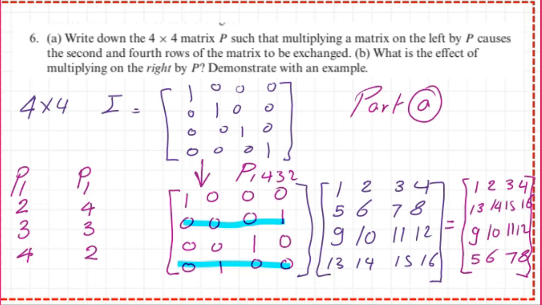Let us assume that we have another matrix on the right having the elements 1 2 3 4, 5 6 7 8, 9 10 11 12, 13 14 15 16. 1 0 0 0 will keep 1 2 3 4 as a row, while 0 0 0 1 will bring the last row to become the second. So 13, 14, 15, 16 will be here. And 5, 6, 7, 8 will move down to become here.